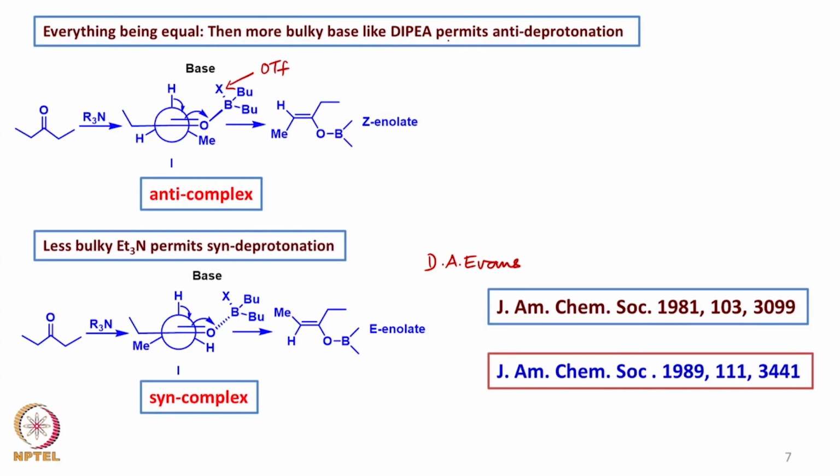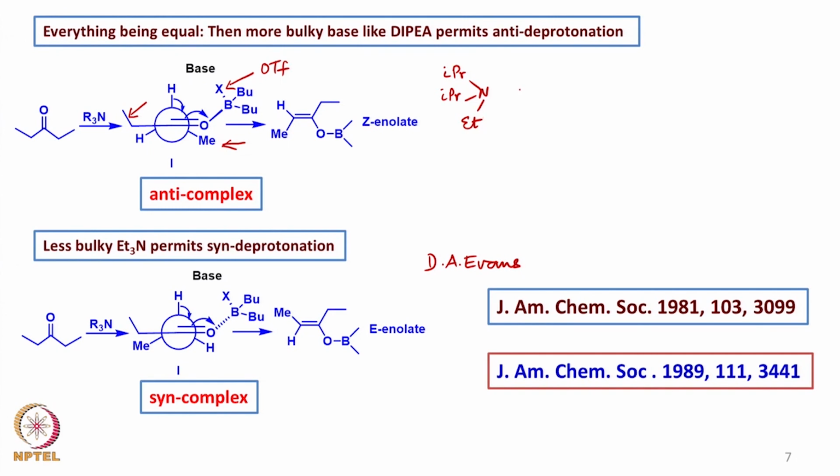a more bulky base like DIPEA, that is diisopropyl ethylamine, which is what is used in many cases, allows anti-deprotonation. Now, anti-deprotonation means this is the anti-complex in which the methyl group and the ethyl group are away from each other. Here the complexation is taking place with the boron triflate. Now, what has been found is that if we take a bulky base such as DIPEA, so you have isopropyl and you have N and of course ethyl. So, this is what is Hunig's base or DIPEA, diisopropyl ethylamine.